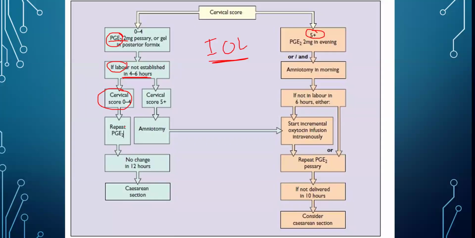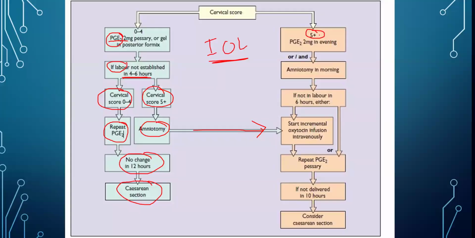If the score is still 0 to 4, you can repeat the prostaglandin. If there is no change of the cervical score and no labor in 12 hours, you go for C-section. But after giving the initial prostaglandin E2, if the cervical score is now 5 plus, that means it has now ripened, then you can go for amniotomy and follow the next process.